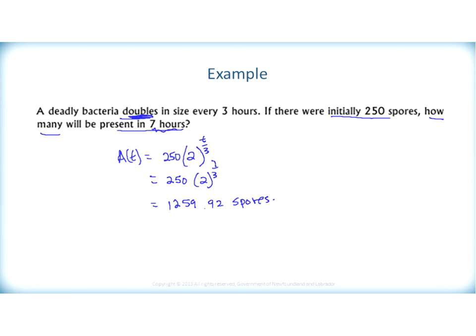Now, if we want to check the reasonableness of our answer, we're just going to sketch a little table here. At 0, there's 250 spores. It doubles every 3 hours. So after 3 hours, that would be 500 spores. After 6 hours, that would be 1,000. After 9 hours, that would be 2,000. So 7 is between 6 and 9, so we should get a value between 1,000 and 2,000, which we did. So our answer does seem reasonable.